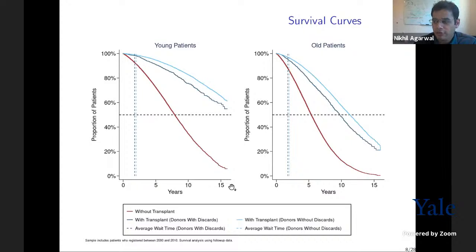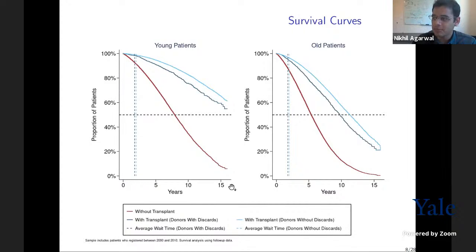So a few things to keep in mind here. First, patient heterogeneity is important. The prognosis for older patients is worse than the prognosis for younger patients. Second, transplantation is correlated with higher survival.